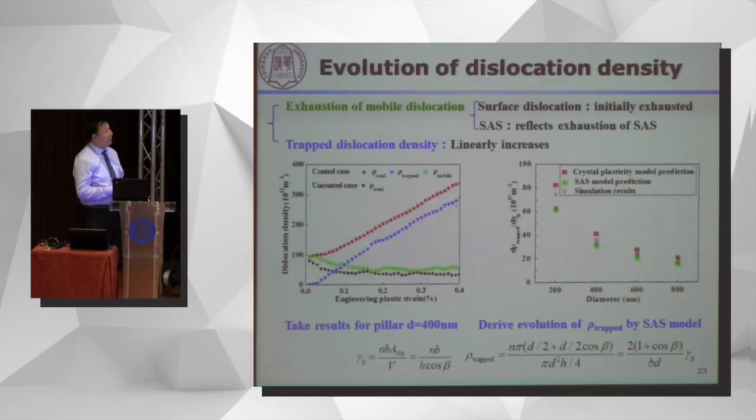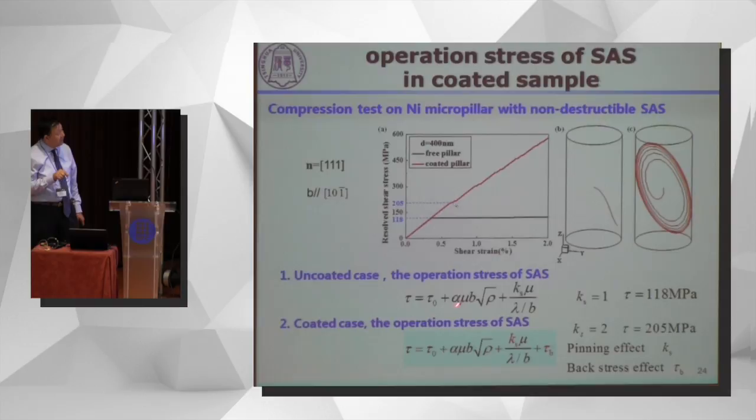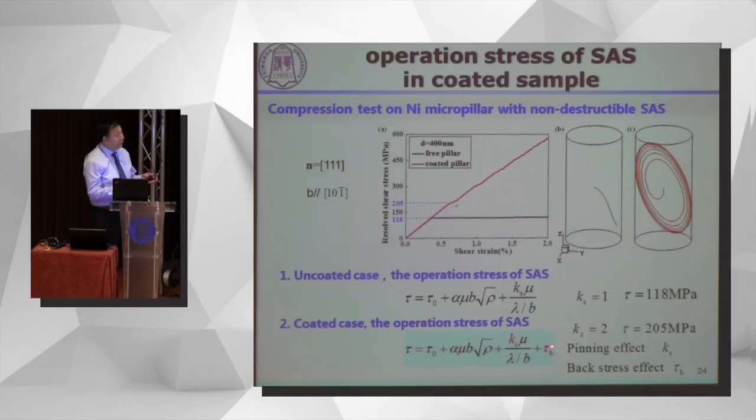What about the stress? For the shear stress, we also have the same numbers. For the uncoated pillars, during compression, they have a yield stress. For the uncoated pillars, the yield stress curve goes to a stable value. For example, for 400 nanometers free pillars, the yield stress is 118 megapascal. From this work, we can get the coefficient Ks equal to 1. For the coated pillars, it's the red line. The first yield stress is 2.5 megapascal. We have Ks equal to 2 for the different operation stress. For the coated pillars, we have one term increased because of back stress. Back stress exists in the coated pillars; if not coated, there is no back stress. So how can we get the back stress?